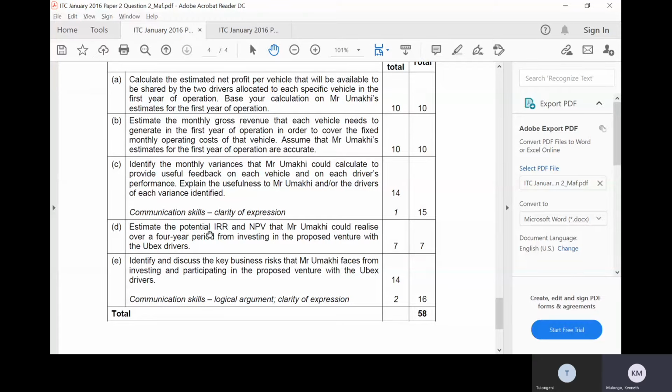All right, so part C, they're asking us to identify the monthly variances that Mr. Umaki could calculate to provide useful feedback on each vehicle and on each driver's performance. Explain the usefulness to Mr. Umaki and all the drivers for each variance.